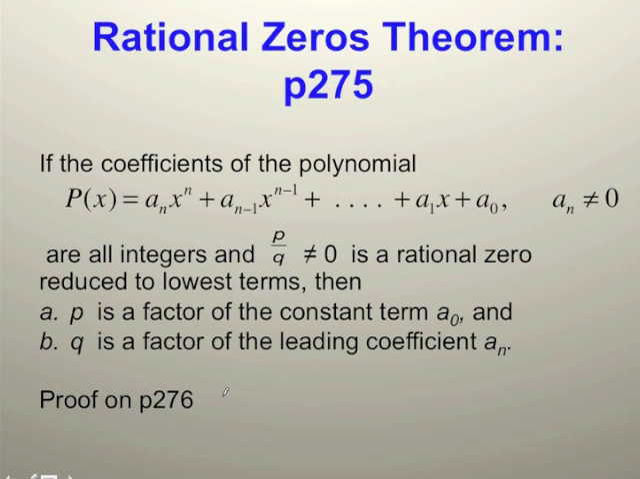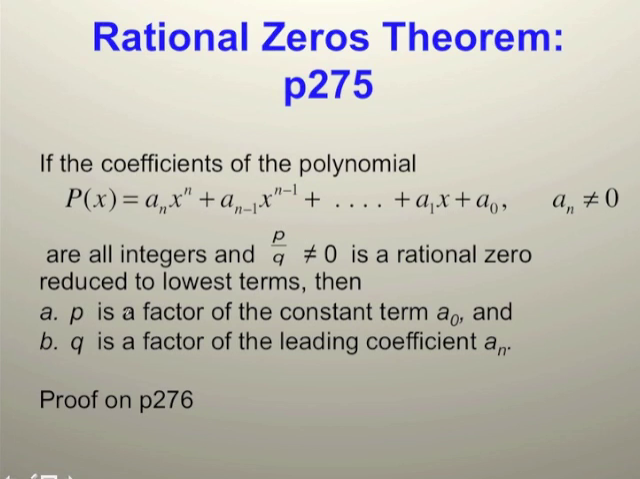Next up is the rational zero theorem. If the coefficients of the polynomial p of x equals a sub n x to the n plus a sub n minus 1, x to the n minus 1, you can see my exponents are getting smaller, as are the coefficients, down to a sub 1 x to the first plus a sub 0, your constant, where your first coefficient is not equal to 0, are all integers. So that has to be all integers. And p over q, with p over q not equal to 0, is a rational term reduced to lowest terms, then it's a rational 0 of the polynomial.